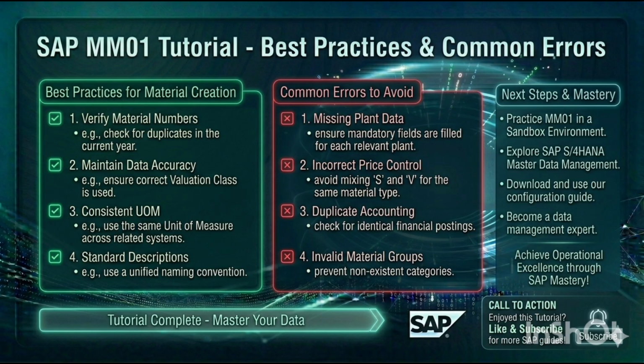Common mistakes include selecting the wrong material type, incomplete MRP settings, incorrect valuation class, and forgetting to extend the material to other plants and storage locations. Avoiding these mistakes will save you a lot of time and rework. So these are some of the steps that you have to do. And now some next steps.